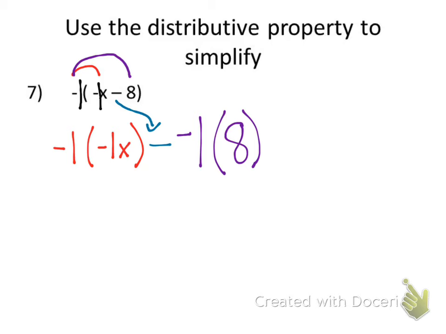Okay, what is a negative 1 times a negative 1x? Positive 1x, right? I have a negative times a negative, so it becomes a positive. Then I have that blue subtraction sign. Then I have a negative 1 times a positive 8, which is what? Negative 8. There's one final thing I can do.